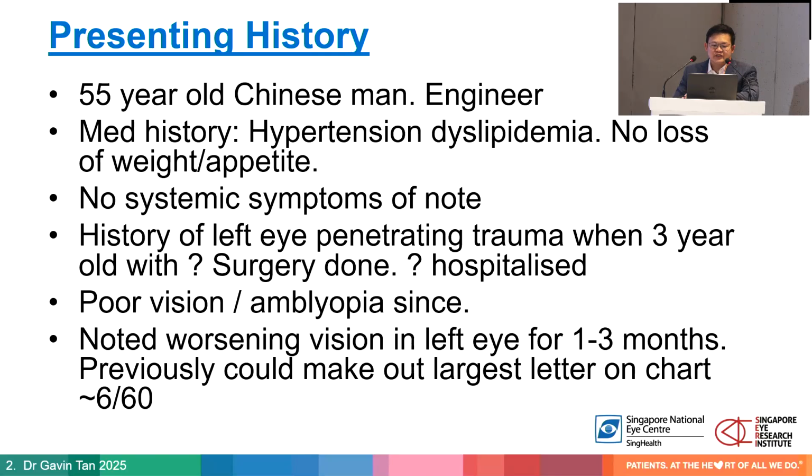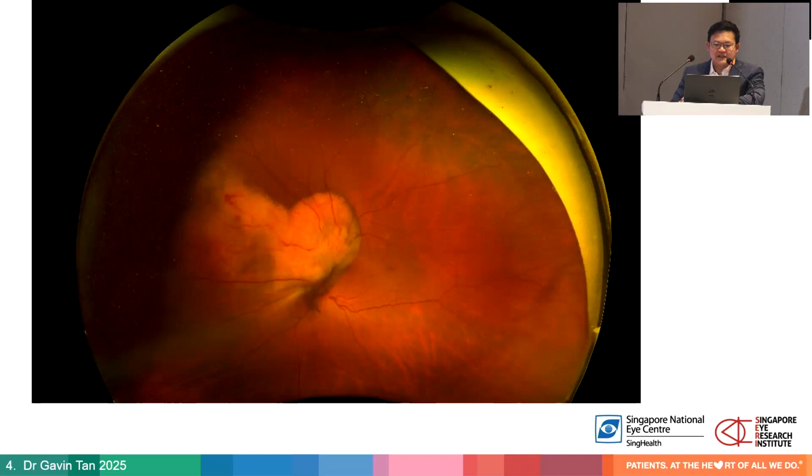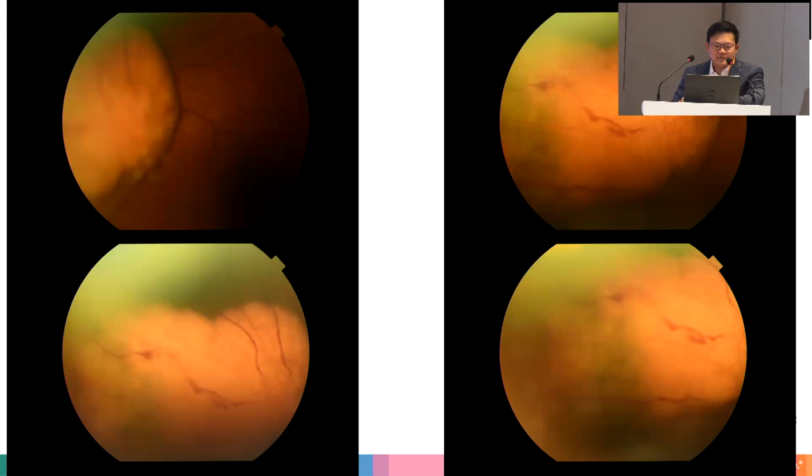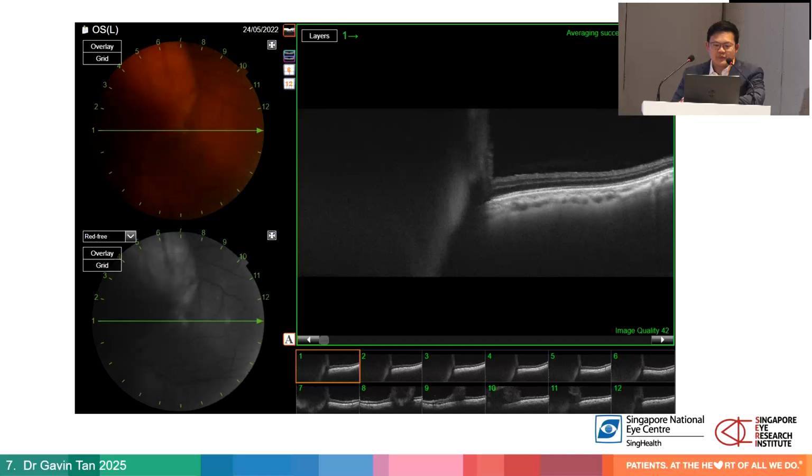But we know that eye had poor vision and amblyopia since, but he was previously still able to make out 6/60, and vision had worsened over the last 1 to 3 months. So right eye vision was normal. The left eye was only counting fingers. In the left eye, there was an old cornea scar, which is consistent with his history of ocular trauma. And in the left fundus, we see this large, pale, slightly hemorrhagic-looking, irregularly shaped tumor. And the tumor looked very vascular on a close-up clinical examination. And the other eye was unremarkable.